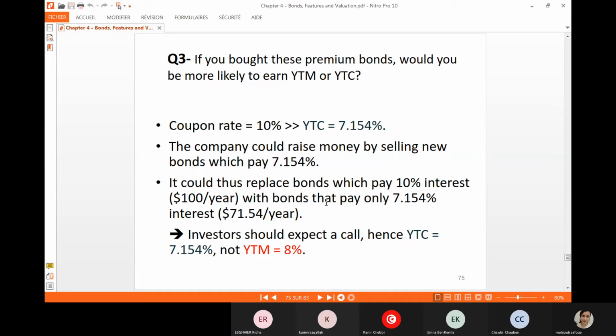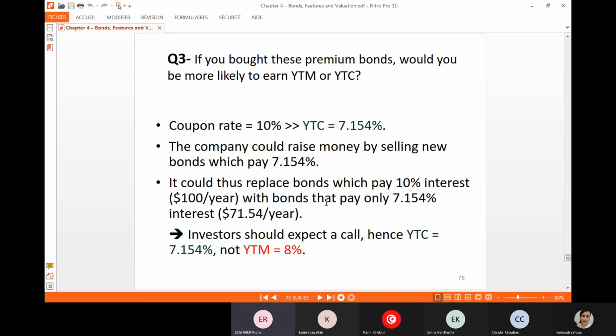So investors should expect a call. So their yield will be the yield to call, not the yield to maturity. Here, the company could raise money by selling new bonds which pay only 7.154% interest instead of 10%. They can reduce the interest expense.